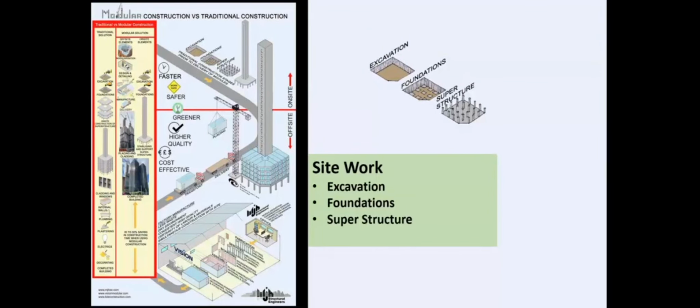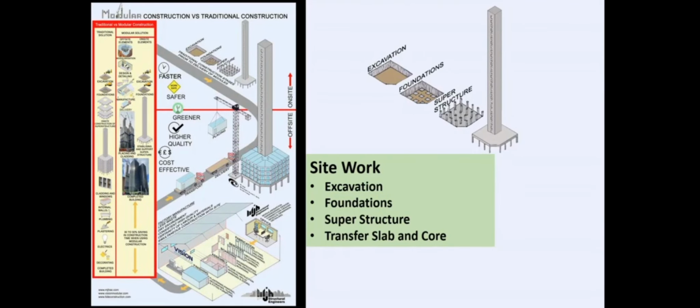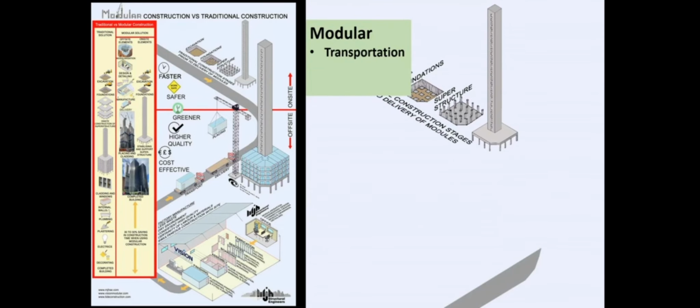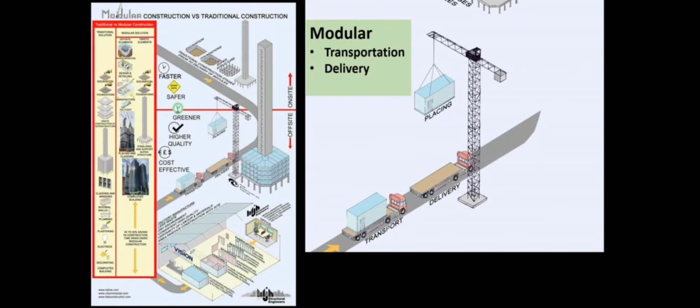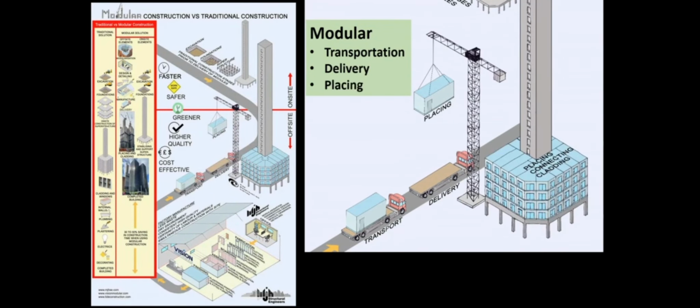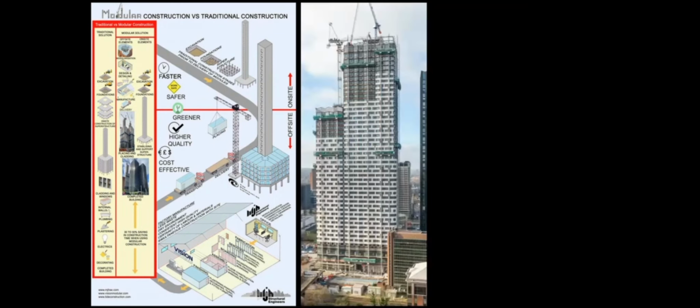Foundations will be constructed, superstructure, transfer slab and a concrete core generally. Once the podium slab and the concrete core are in place, modules are taken from the factory, put on trucks, driven to site, picked up by tower crane, placed on the podium slab around the core.